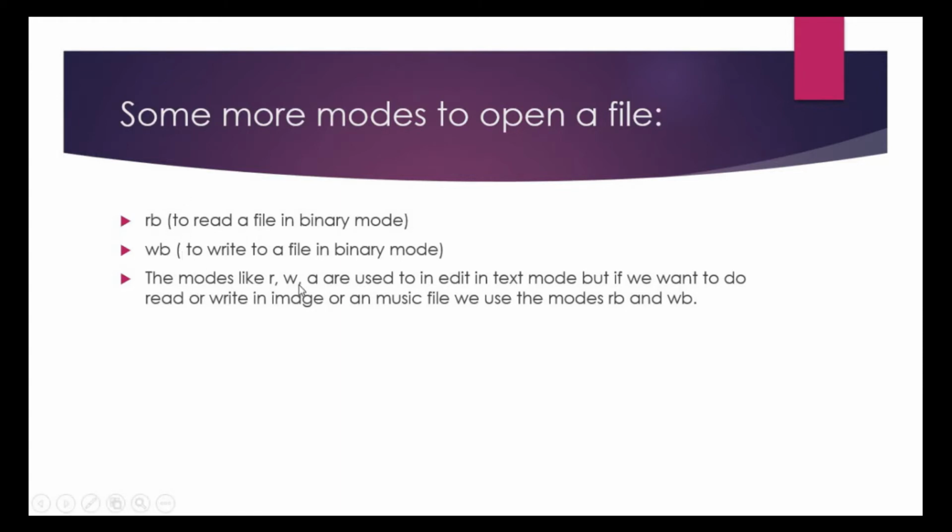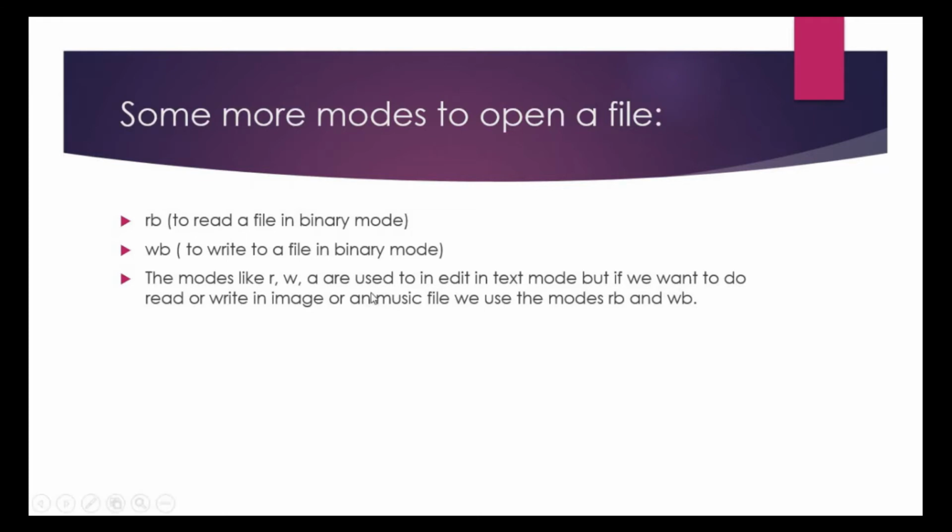The modes like R, W, A are used to edit in text mode, but if we want to read or write an image or a music file, we use the modes read binary and write binary. So from this we know that RB and WB are the modes which are used to read or write an image or a music file.